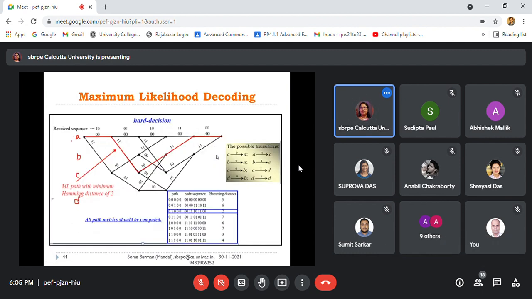Suppose I consider a Trellis diagram like that, the same Trellis diagram here, that is A to A for 0 bit, A to C for 1 bit, B to A for 0 bit, B to C for 1 bit, C to B for 0 bit, C to D for 1 bit, D to B for 0 bit, and D to D for 1 bit. Okay. So this is the state transition table. Based on the state transition table, you draw the Trellis diagram.